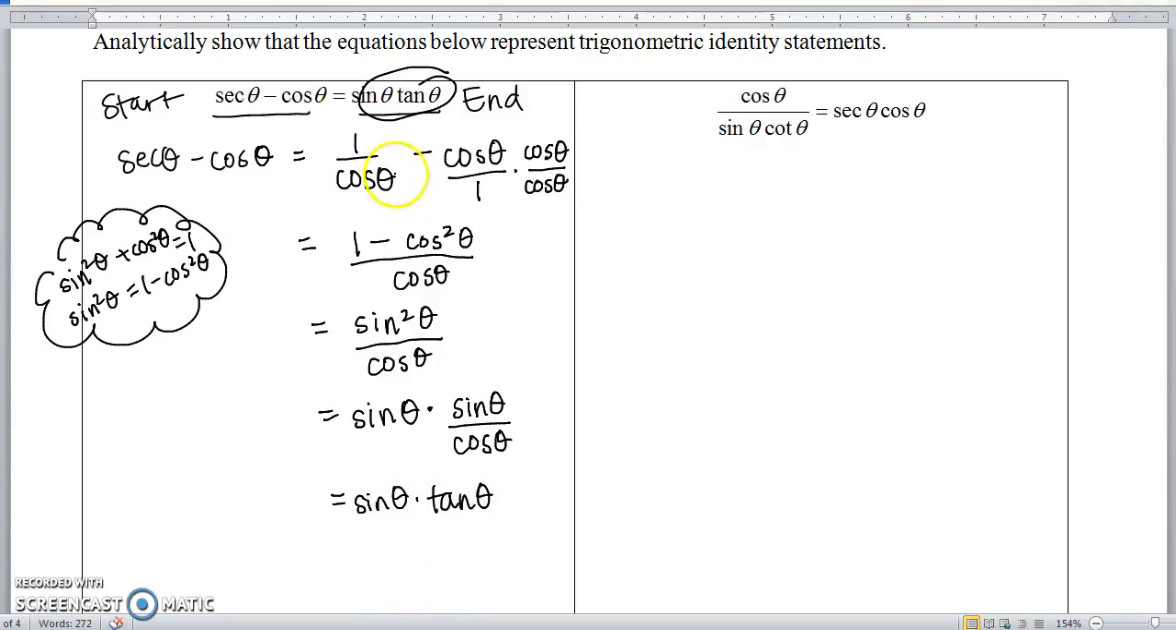And now you notice we got to our ending point, sine of theta times tangent of theta. So we're done. So these problems are all about the process. You know where you start, you know where you end, you just have to get there.